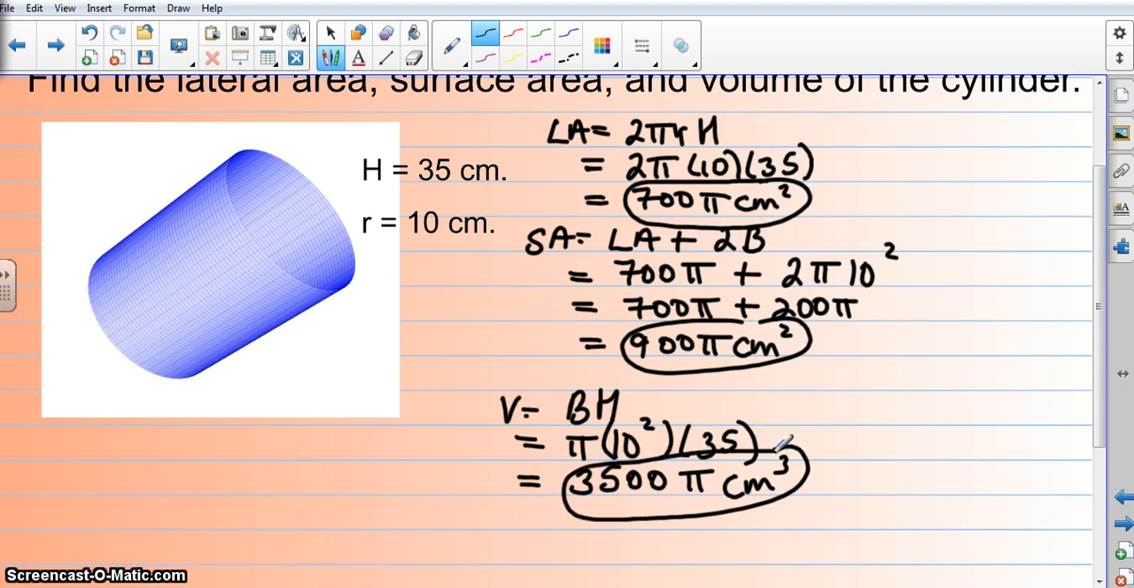Now this concludes all the examples on lateral area, surface area, and volume. If you need more help on using these formulas, please stop in and see me. We will be working on problems in class that utilize these formulas in different ways, but this is just the basics of the formulas.